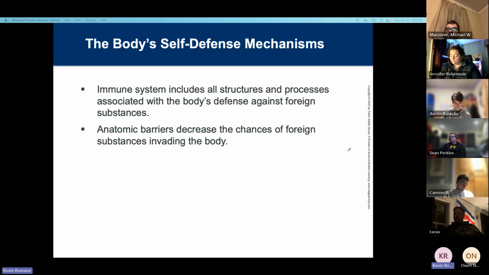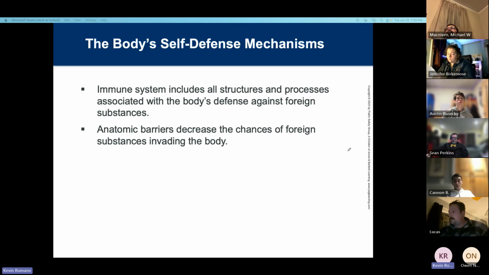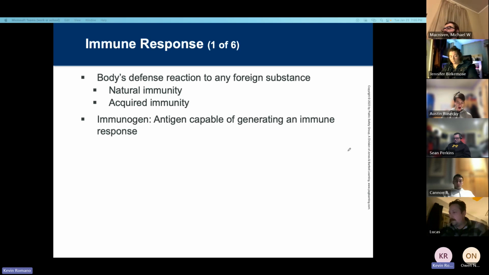The body's self-defense mechanism, the immune system, includes all the structures and processes associated with the body's defense against foreign substances. Anatomic barriers decrease the chances of foreign substances invading the body, like our skin, hair, the upper and lower respiratory tracts with cilia, and also acid in the stomach. There are different mechanisms that can help fight off that foreign substance. But once it breaches that, we have the potential for becoming sick, and that's where the immune response starts working.